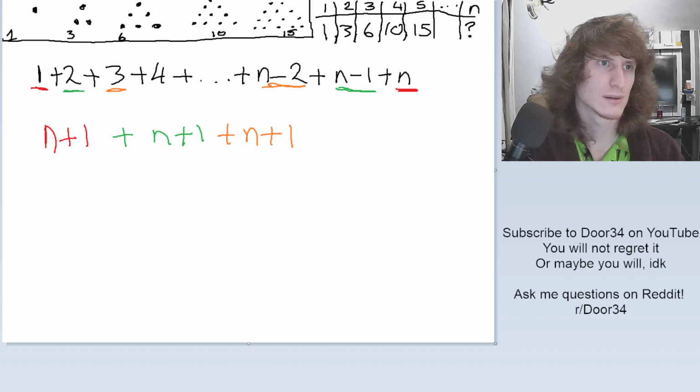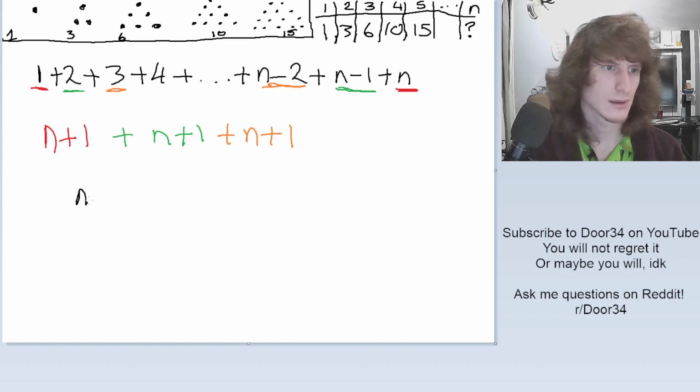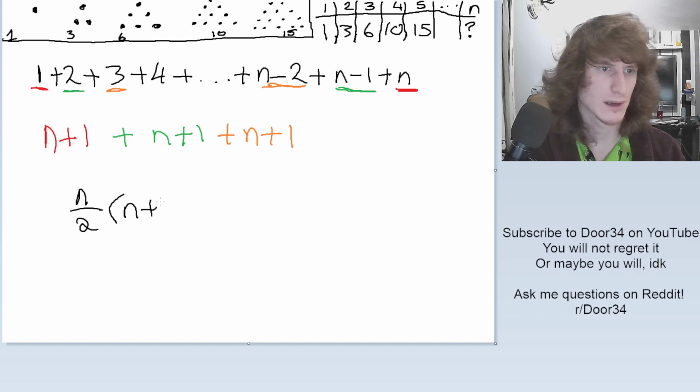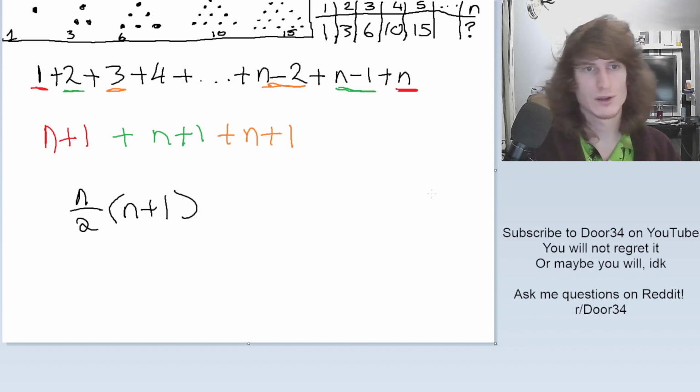And so in the end, you end up with n over 2 times n plus 1. And that's going to be your general formula for your triangular numbers.